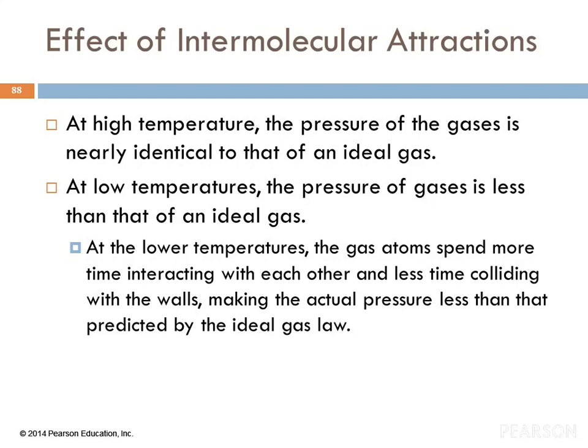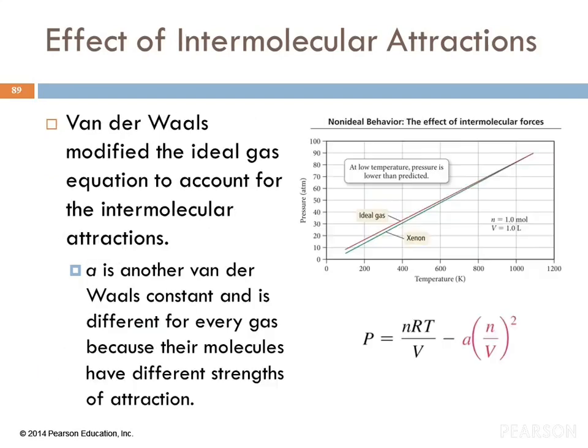High pressure causes the volume to be higher because the gas particles are getting close together and now their volumes are becoming significant. At high temperature, the pressure of the gases is also nearly identical to that of an ideal gas. But when you get to low temperatures, the pressure of gases is less than what you expect. This is because at lower temperatures, the gas particles are moving more slowly, and so they're going to spend more time interacting with each other and less time colliding with the walls, causing the actual pressure to be less than that predicted by the ideal gas law.